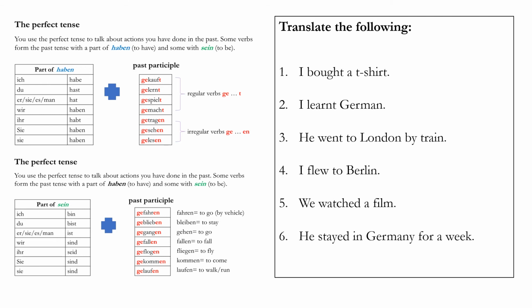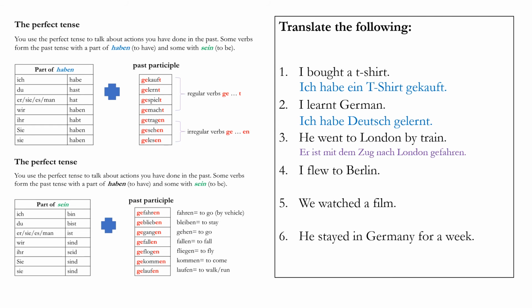We're now going to go through the answers. Number 1, I bought a t-shirt. Ich habe ein T-Shirt gekauft. Number 2, I learnt German. Ich habe Deutsch gelernt. Number 3, he went to London by train. Ist mit dem Zug nach London gefahren.